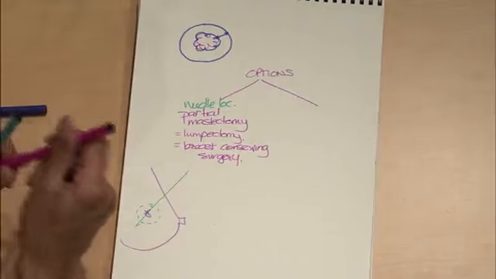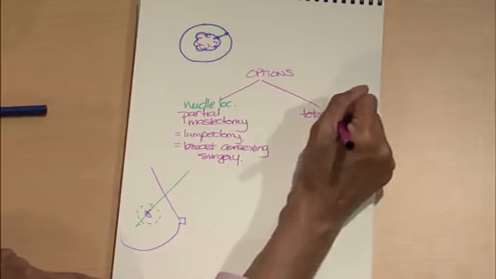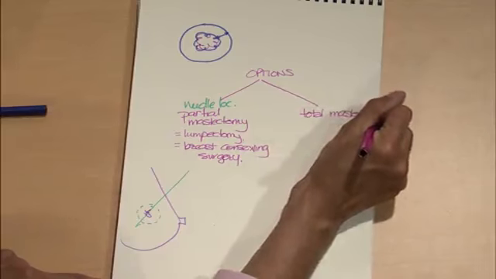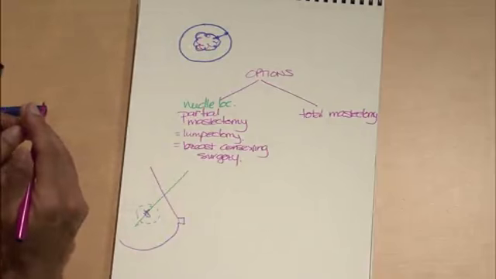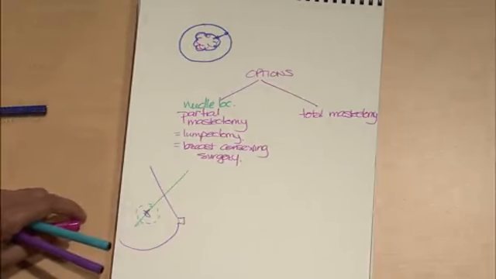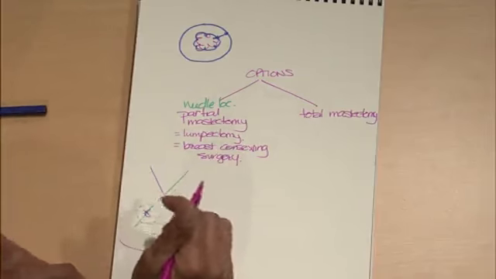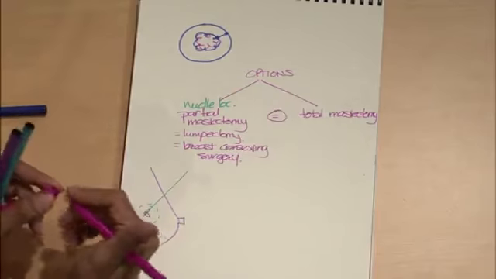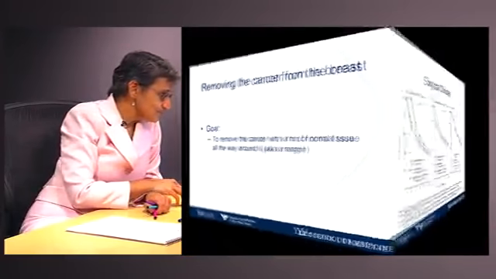What's the other option? The other option is to remove the whole breast or do a total mastectomy. That's another way that we can get rid of this cancer with a rim of tissue all the way around. Now, many of you might be asking the question, who does better? Which one makes patients live longer? And the answer, you might be surprised, is that they are exactly the same. Don't believe me? Let's look at the data.